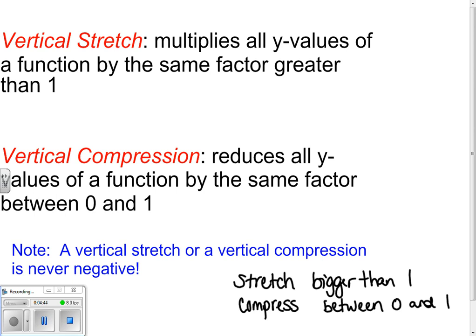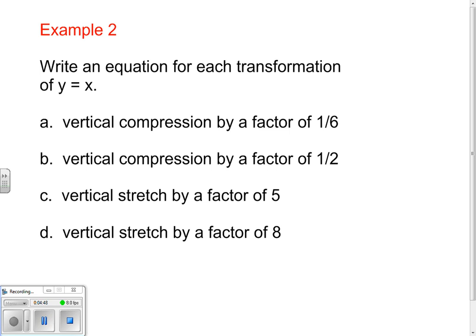It says you do all y values, but in order to do that, you actually do it to the x term, so out front. They want you to write an equation for each transformation of y equals x. So y equals x is what we're starting with. To show a vertical compression by a factor of 1/6, I literally just write y equals 1/6 x. I do want to point out, even though they called it a compression, we know that it is because 1/6 is a value between 0 and 1. Letter B, they want a compression by a factor of 1/2. That's y equals 1/2 x.